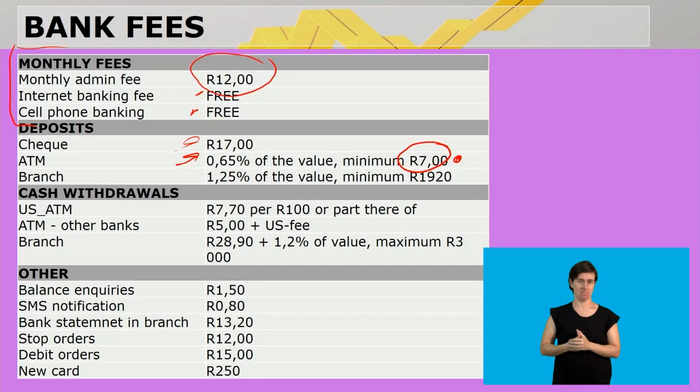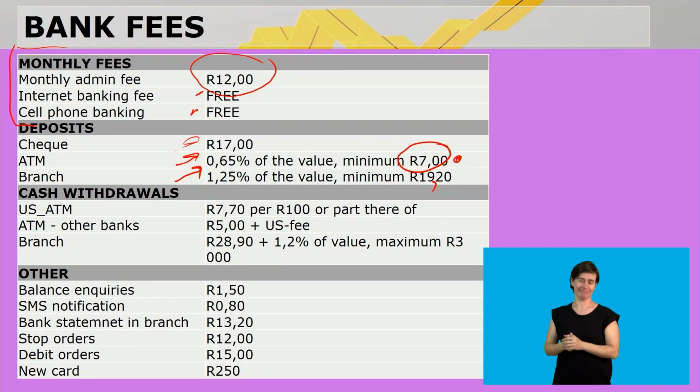And then at a branch, it is slightly higher, 1.25% of the value, minimum of 19.20 Rand, meaning they cannot charge you less than 19.20 Rand. Why is there a higher price? Remember, when you go into the bank branch, that means face-to-face service. And that face that's helping you and smiling at you needs to earn a salary.